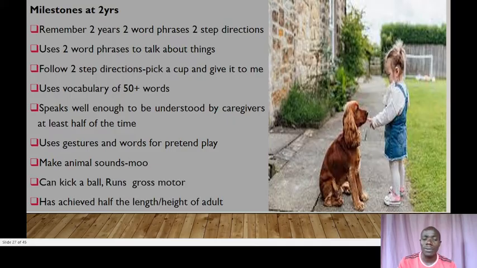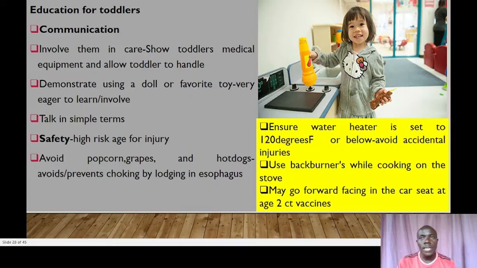They can kick a ball. They can run. Okay, this is all about gross motor skills. Remember, one thing that you really need to know is that at 2 years, they have already achieved half the height of adults. So what are you supposed to teach the parents? In terms of communication, you have to involve them in the care, show the toddler the medical equipment, and allow the toddler to handle it. Demonstrate using a doll or a favorite toy, because these guys are very eager to learn and very eager to be involved. Talk in simple terms so as to be understood.